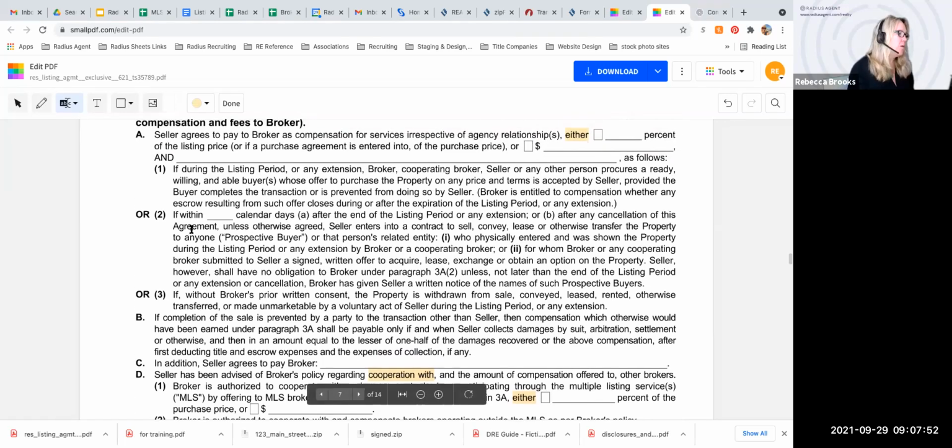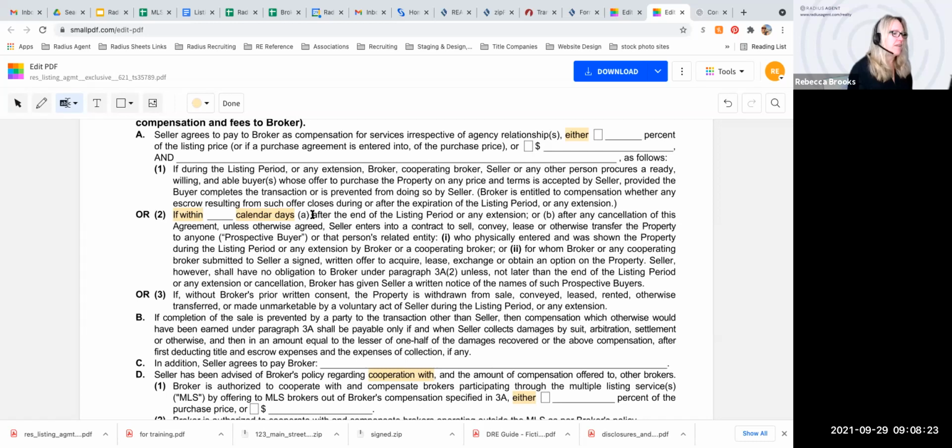Okay. The other thing I want to say that's really important is this number right here: within however many calendar days. If for some reason this listing doesn't sell, and it's very rare that that happens because we have a really active market and most of our listings sell. However, in some circumstances, if your listing doesn't sell, you want to reserve the right to present your seller client with a list of names, okay?